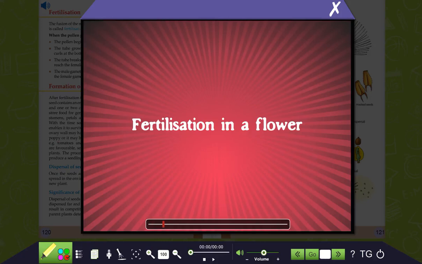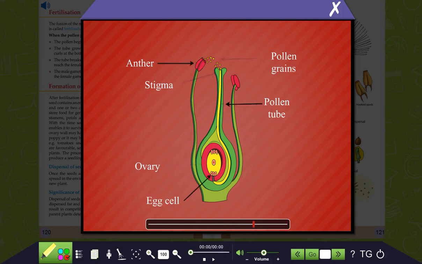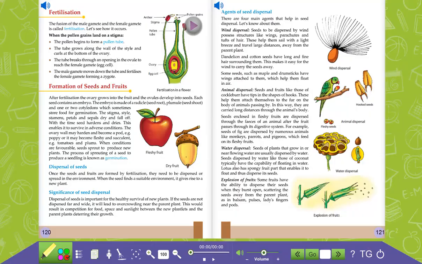Fertilization in a flower. When the pollen grains land on a stigma, the pollen begins to form a pollen tube. The tube grows along the wall of the style and curls at the bottom of the ovary. The tube breaks through an opening in the ovule to reach the female gamete egg cell. The male gamete moves down the tube and fertilizes the female gamete, forming a zygote.